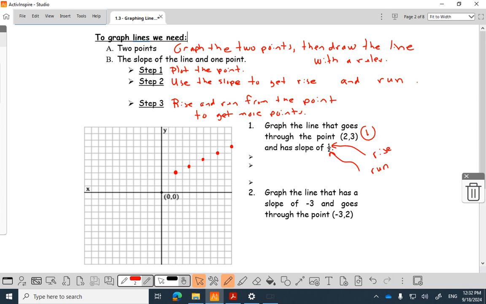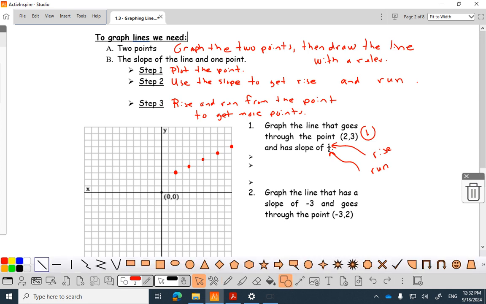By the time you got a couple of points, I can already put my ruler down and draw the line. My guide's always been 3. Make sure you have at least 3 points. I did a lot more than that here, but once you got 3, you should be able to get your ruler out and go, okay, I got it. I got the line here.